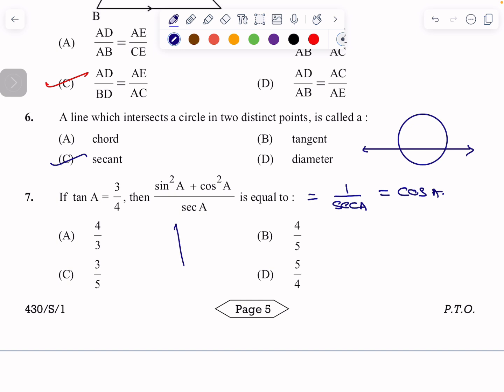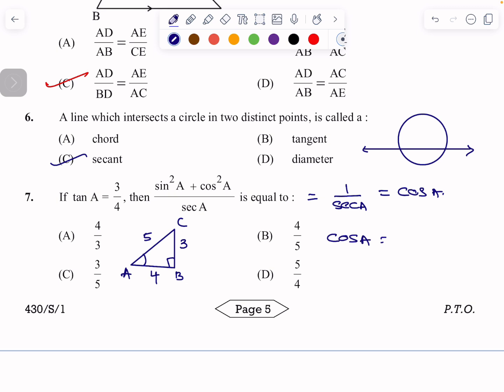So just draw the right angle triangle. Let us say this is a right angle triangle, and here we have tan A. Tan A equals 3 by 4, where 3 is opposite and 4 is adjacent, right? When you apply the Pythagoras formula, you will get the hypotenuse as 5. 3, 4, 5 are the Pythagoras triplets, right?